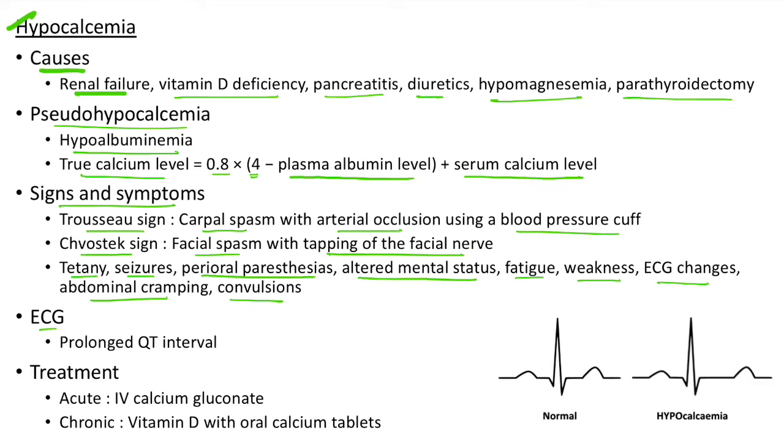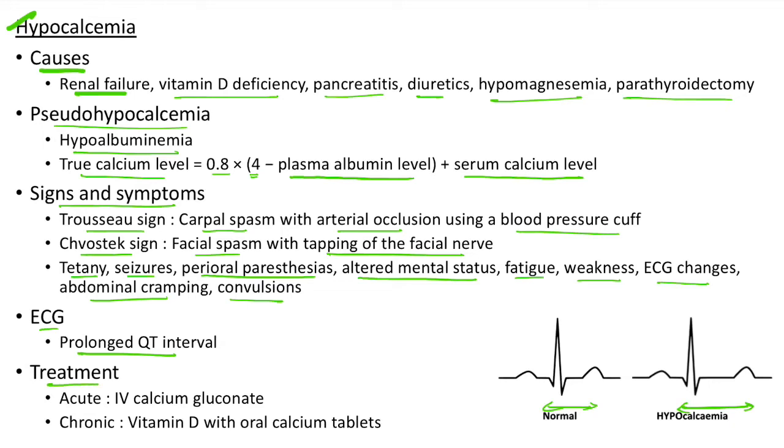What are the ECG findings in a case of hypocalcemia? There will be prolonged QT interval. This picture shows normal QT interval. This picture shows QT interval in a case of hypocalcemia. As you can see, the QT interval is prolonged. Remember, in hypercalcemia, there will be short QT interval.